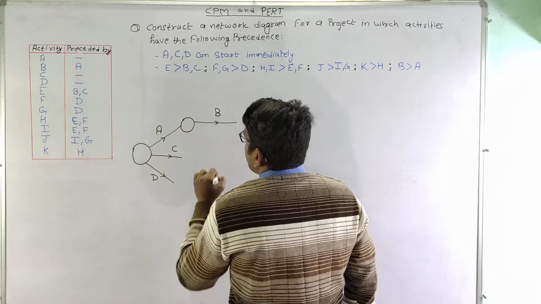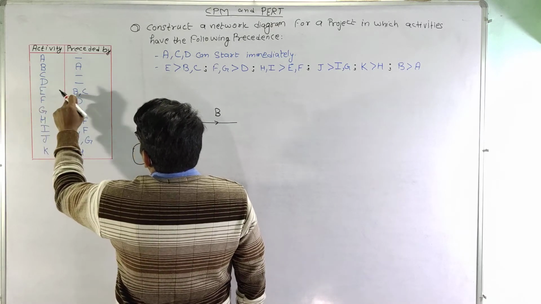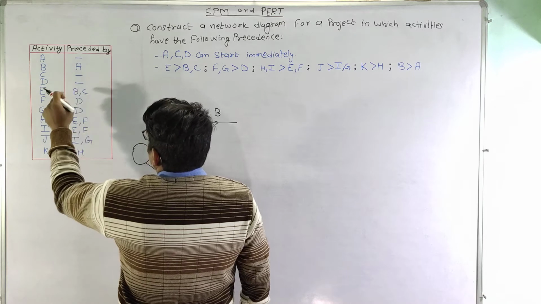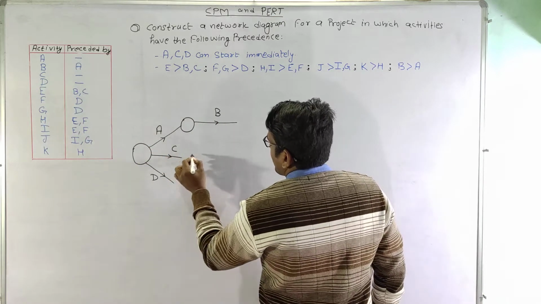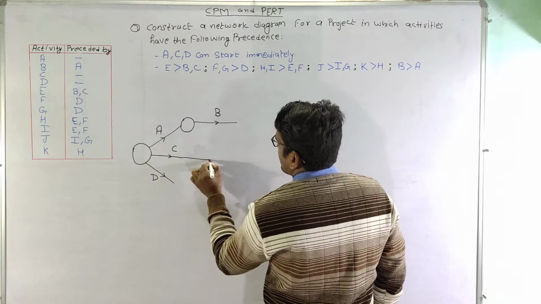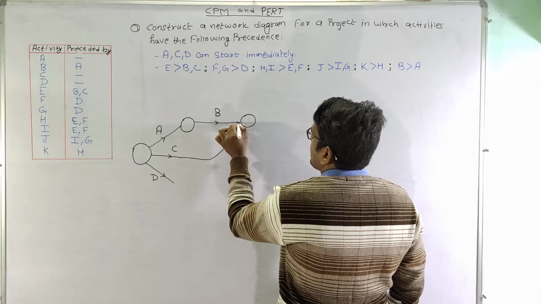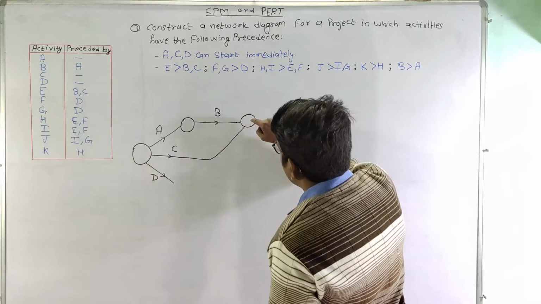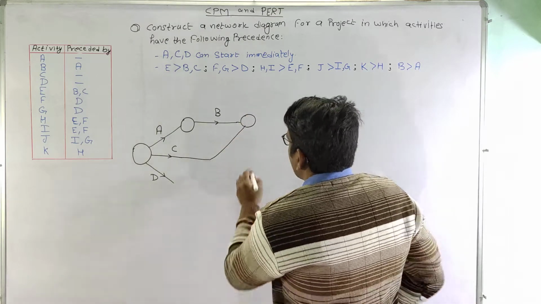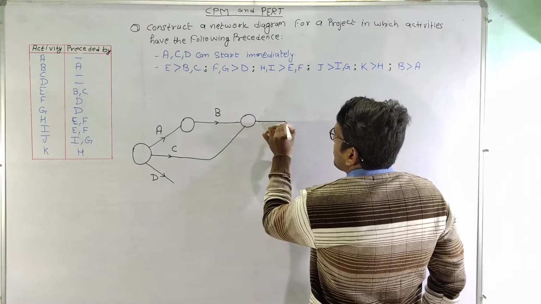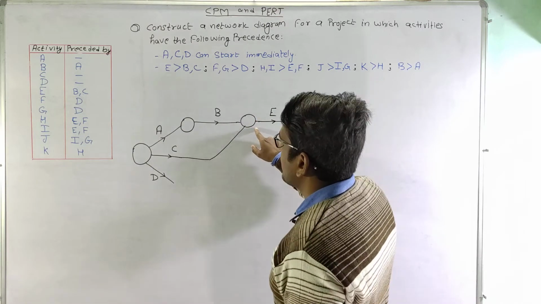This is activity B. Now activity E is preceded by B and C. So activity E is preceded by B and C. So let us converge these two activities. So these two activities are converged. That means at this node activity B and activity C are completed. So we can start activity E from this particular node. So activity E has been started here.